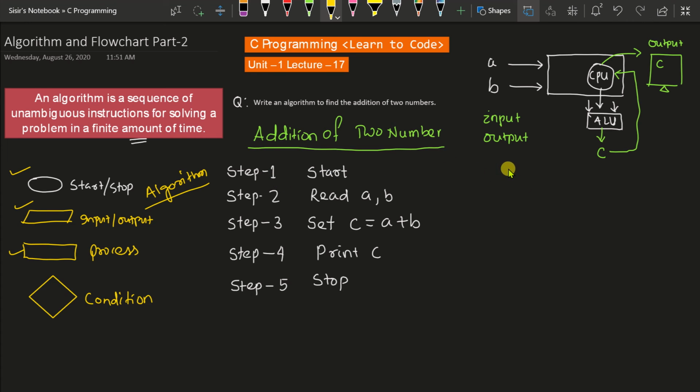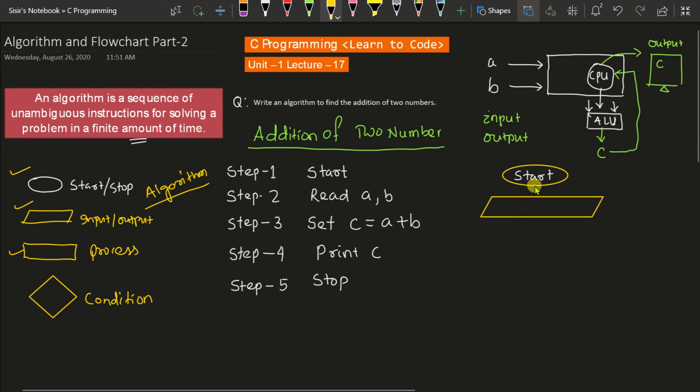So the first step will be start. I will draw the figure like this, and I will write start inside it. The second step is read A, B. This is an input statement. For an input statement, we use this symbol, so I have to draw that symbol again over here. Now we should specify the arrow mark, that is your flow line, like this. Then inside it, I will write read A comma B.